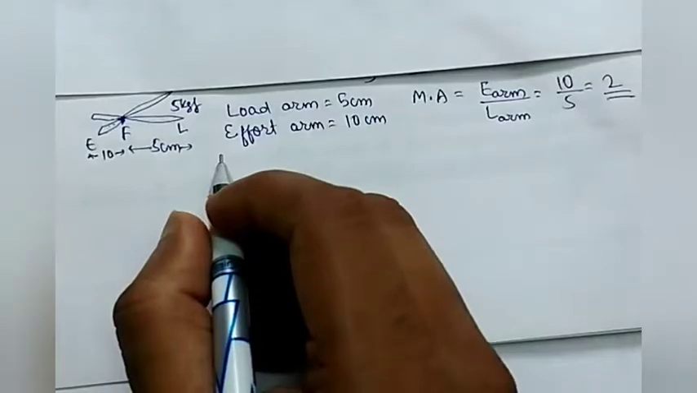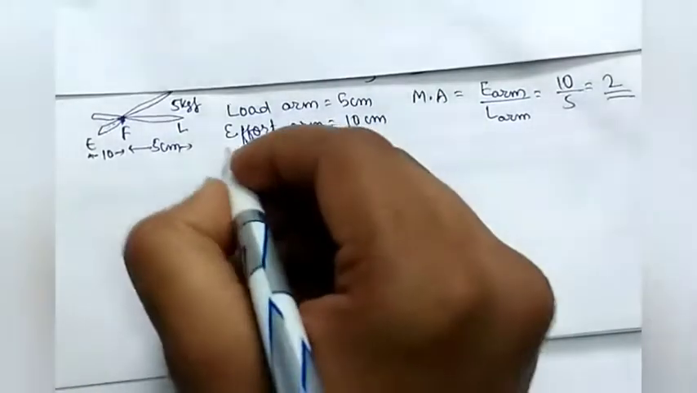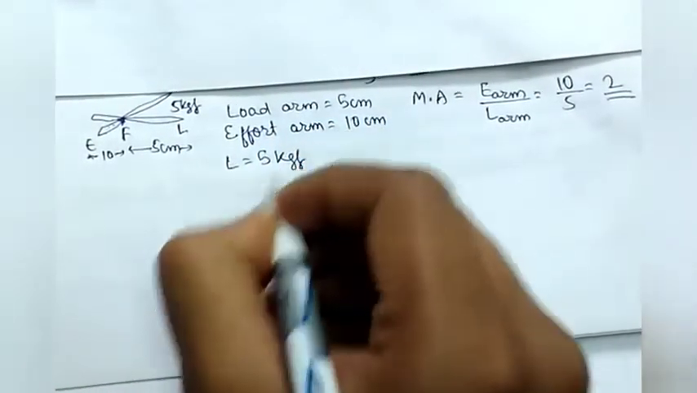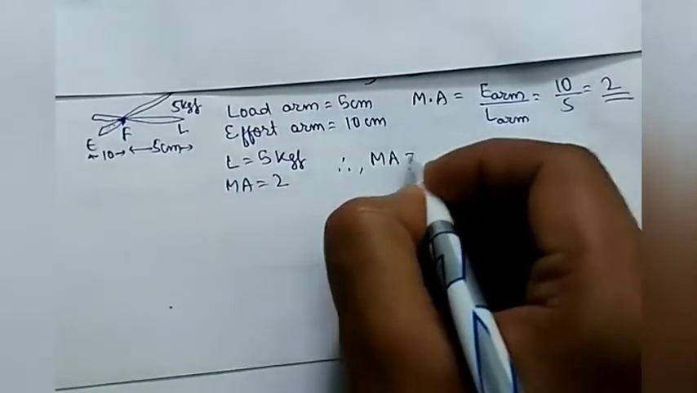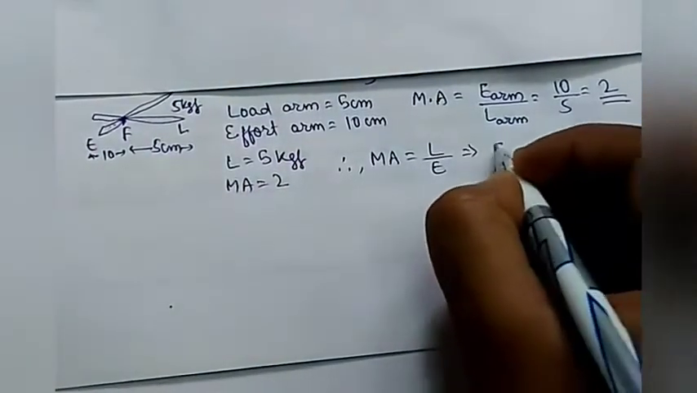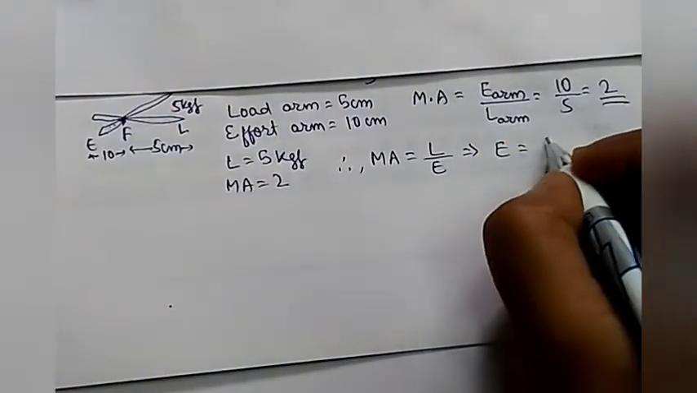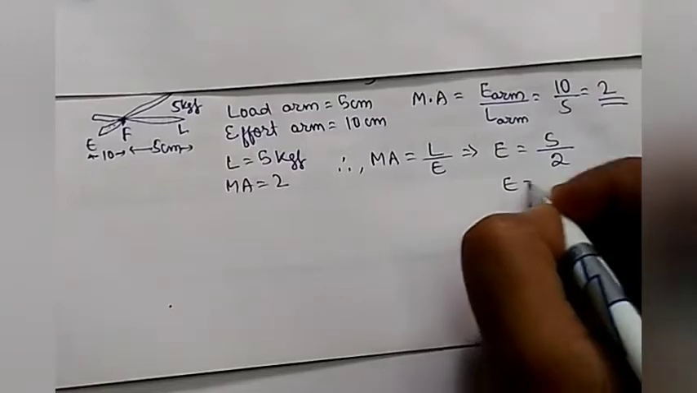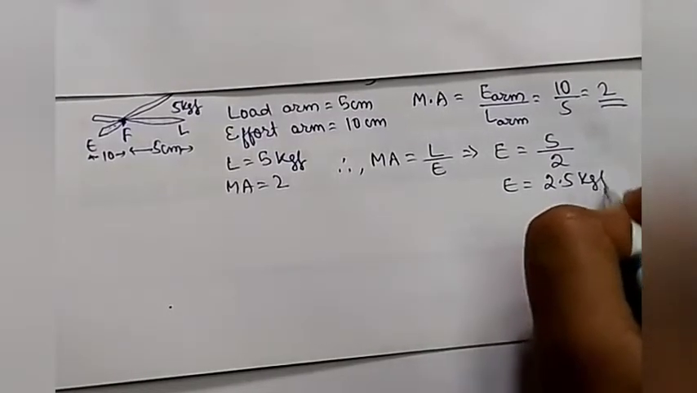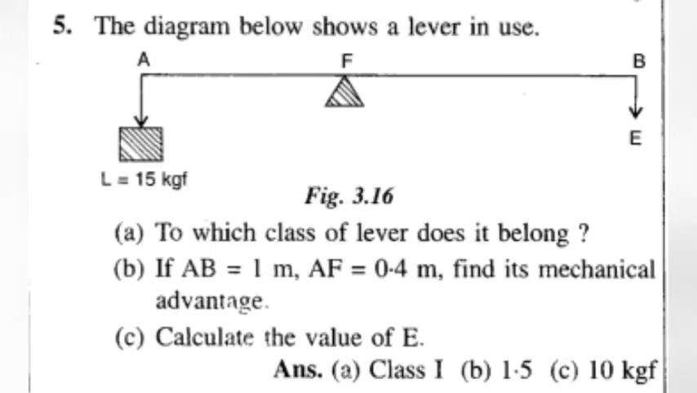Now the question is, what effort is needed to cut the sheet? Now load, we know that it is 5 kgf. Mechanical advantage is 2. So mechanical advantage is equal to load by effort. Effort we have to find. So load is 5 kgf and this is 2. So therefore effort of 2.5 kgf should be put.